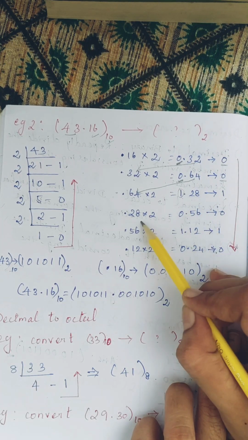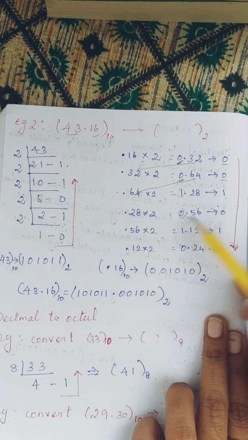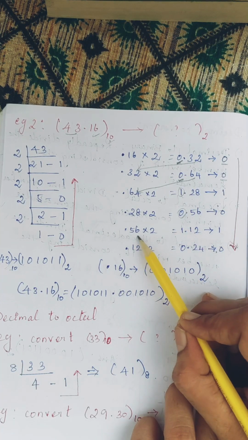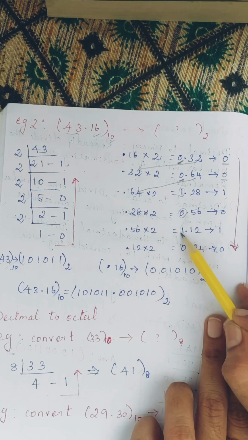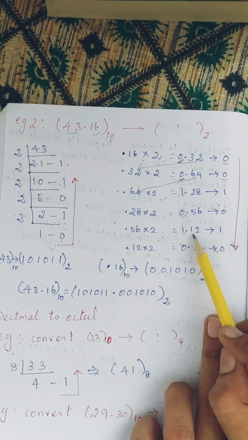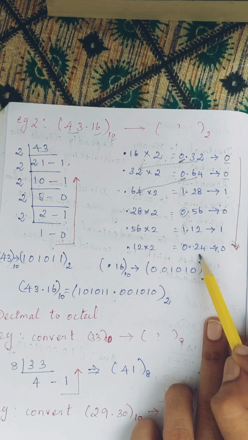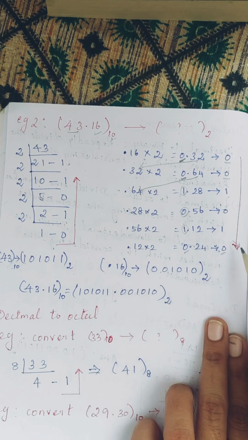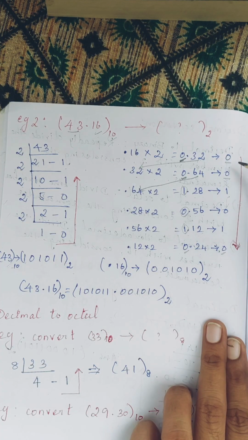Again 0.28 into 2, so we will get 0.56. Again we have to take this 0. Again 0.56 into 2, we will get 1.12, so we have to take this 1. Again 0.12 into 2, which is equal to 0.24, and we have to take this 0. Okay, if you continue this it will go on. Just you complete it.